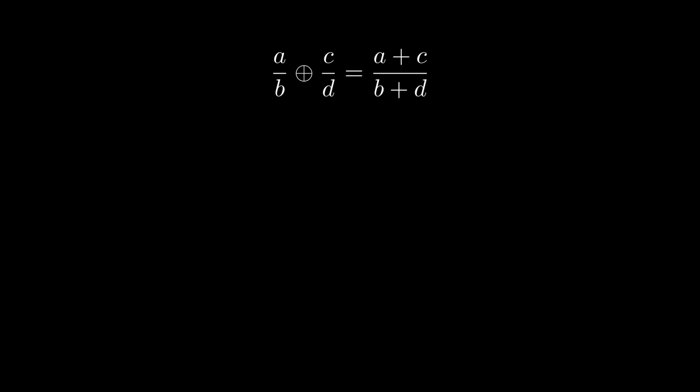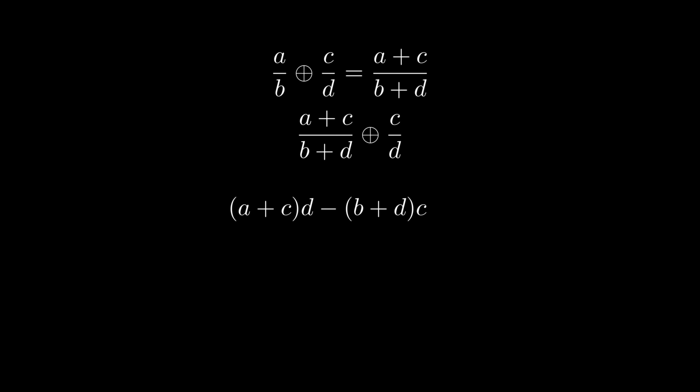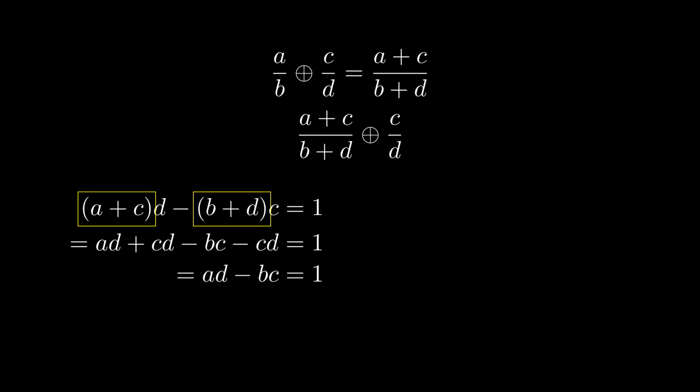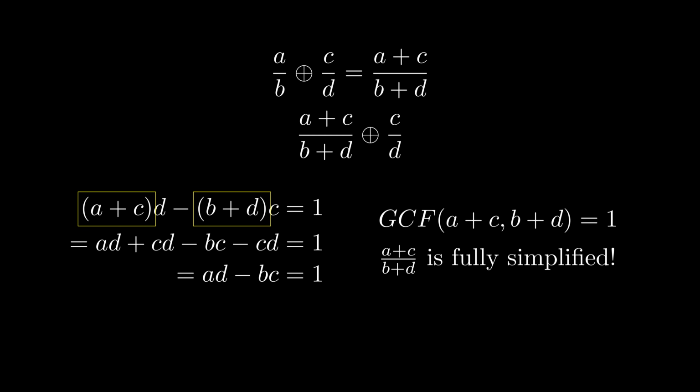So now let's examine the mediant of these two fractions. If we substitute these values into this AD minus BC expression, then simplify, we will notice that we obtain AD minus BC again. Assuming that AD minus BC equals 1, this expression is also equal to 1, which proves that A plus C and B plus D have no common factors, meaning the mediant is fully simplified.